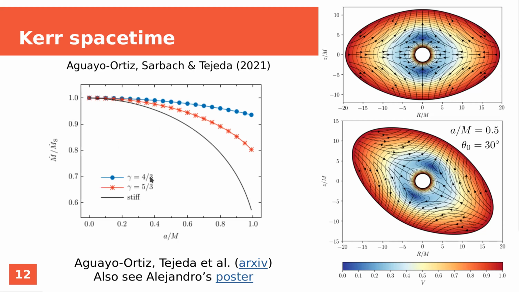Note that in curved spacetime, there's no analytic equivalent of the Bondi solution, and this is exactly what motivated us to study this problem in a new paper that should appear on the arXiv tomorrow. And if you are interested, please also take a look at Alejandro's poster on this topic.